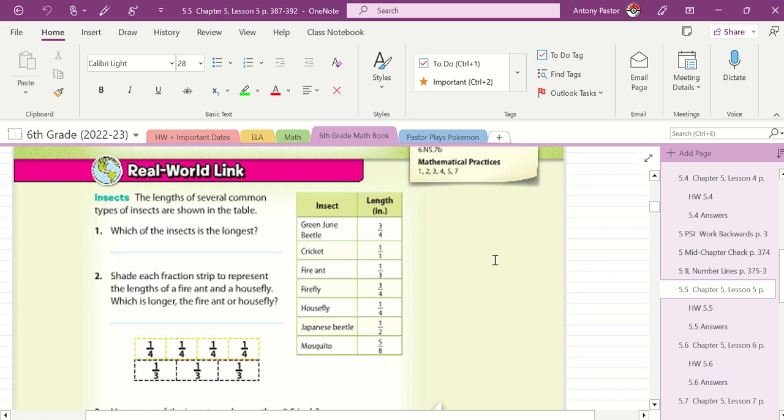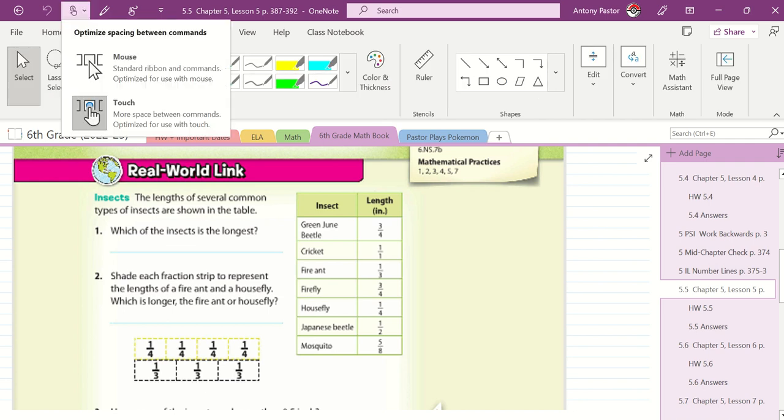Here we have lengths of several common types of insects shown in this table. Which of the insects is the longest? And then it also wants us to shade each fraction strip to represent the lengths of a fire ant and a housefly. Which is longer, the fire ant or the housefly? So this is going to go back to some stuff that we've already learned.